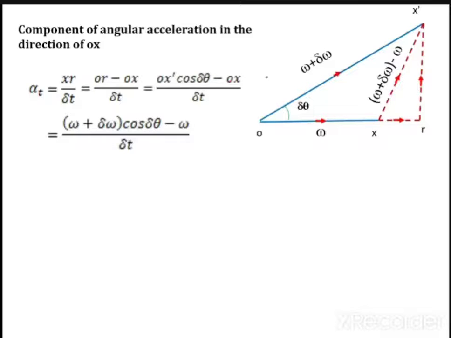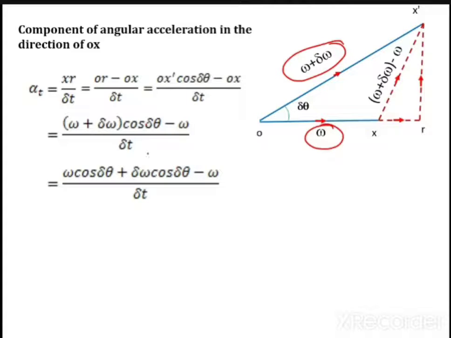Okay, now what is OX dash? OX dash is nothing but omega plus del omega, which is the angular velocity when the disk or rotor is rotating about the new axis of spin OX dash, cos del theta as it is. What is OX? OX is nothing but omega, and del theta as it is. So now multiply the bracket: omega cos del theta plus del omega cos del theta minus omega.